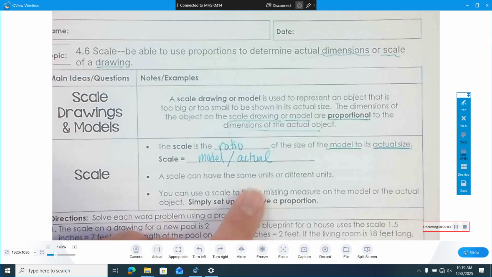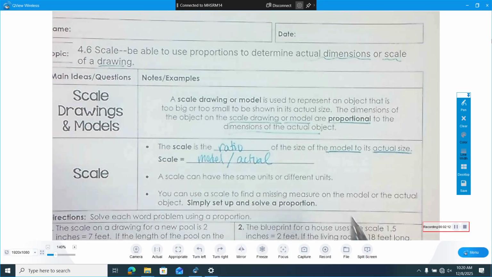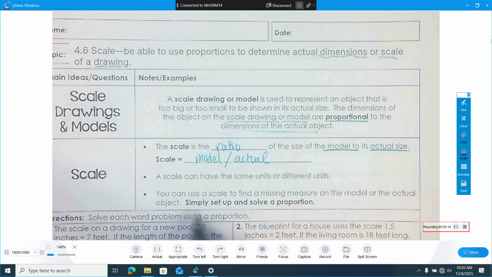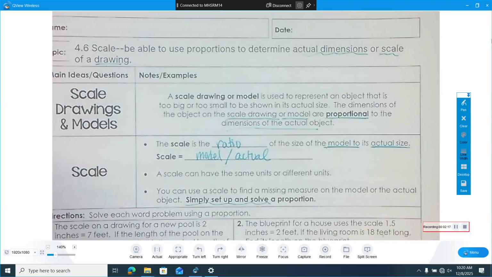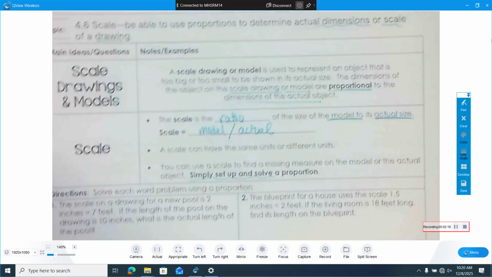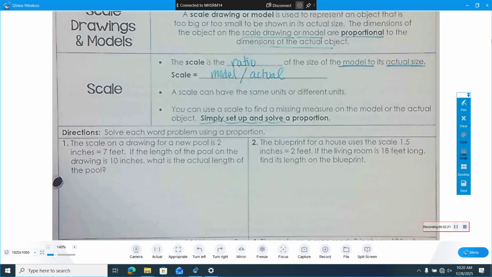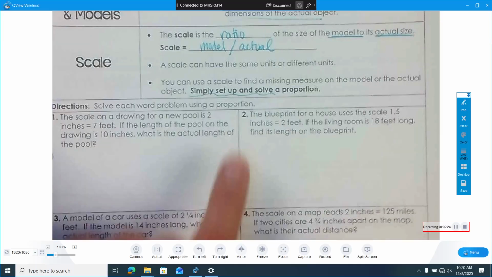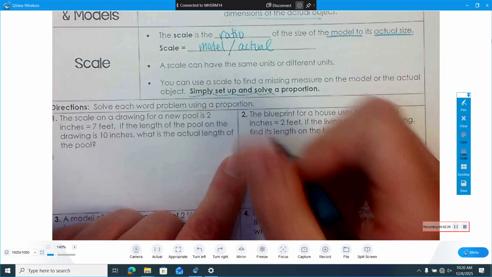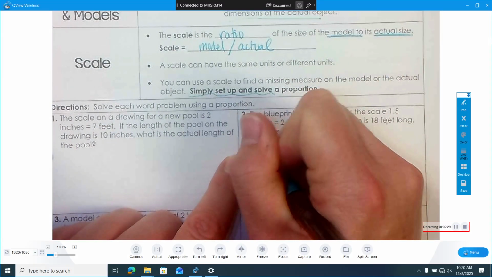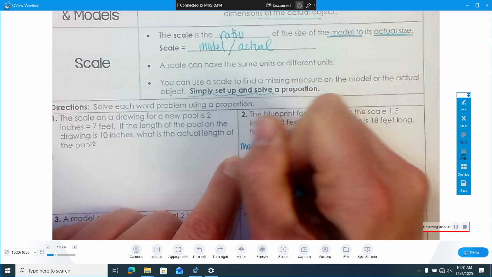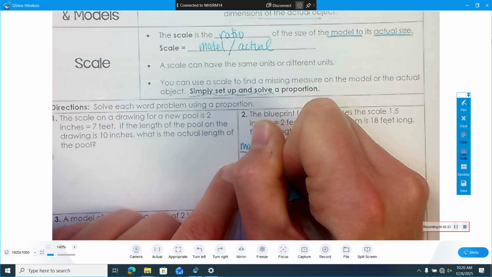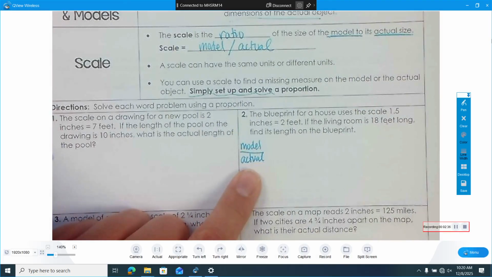A scale can have same units or different units. Just like I said, sometimes 1 centimeter is the same as 2.5 feet. Okay? And we can use scale to find a missing measure by simply setting up and solving a proportion. So it turns out to be pretty easy. So we're going to solve each word problem using a proportion. And so we're going to start here with number 2. And what we're going to do is find our scale because it's going to give me some information about the model and the actual size.